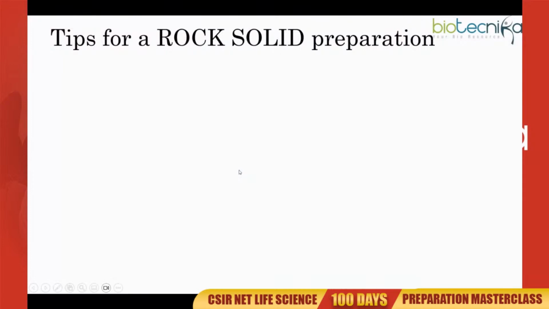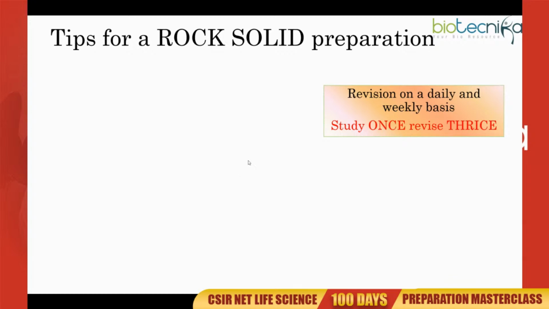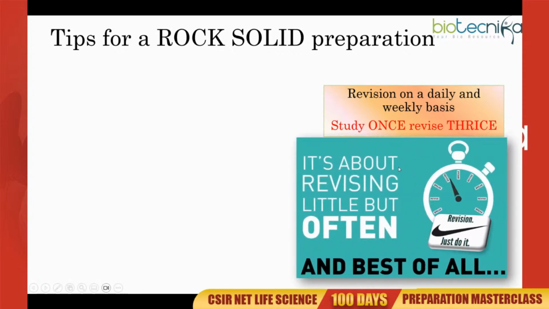The last part, coming to the practice and mock tests, tips for a rock solid preparation. You should always revise on a daily and weekly basis. Ideally, what you are studying, you should revise it thrice before the exam. If not thrice, at least try twice. So it's about revising little but often. My colleague, Dr. Tanushri, will be throwing more light on this part.